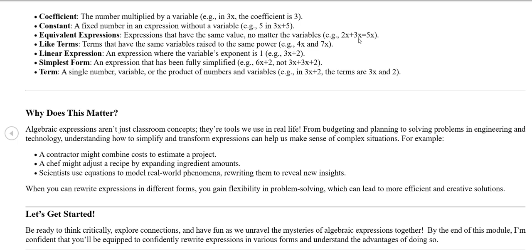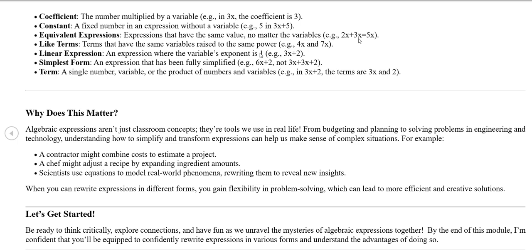Our linear expression is an expression where the variable's exponent is 1. Okay, so a linear expression is, for example, 3x plus 2. The x is raised to the first power. We don't have any second or third powers or anything beyond that. So the most important thing for us to remember is that if we have a variable, the exponent is only 1.